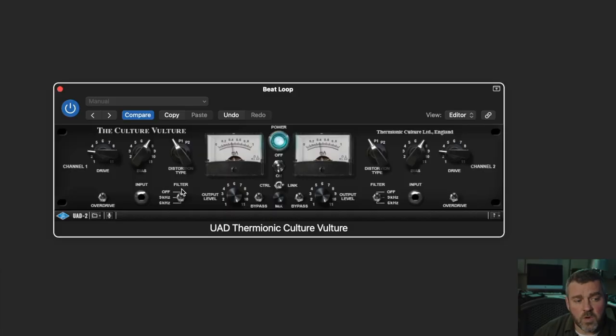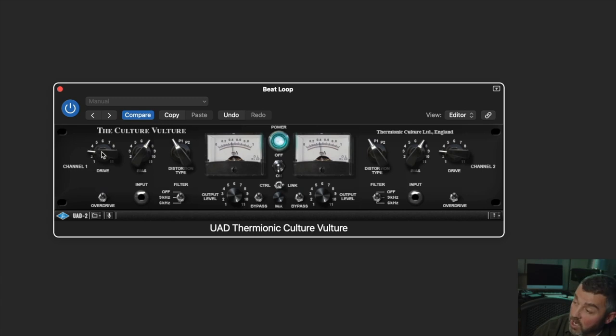be subtler, and we can use the Culture Vulture even to process entire buses, so in other words, a sort of two bus for all of our drums, or even the two bus of our mix. We could pass the entire mix through this processor just to warm it up a little bit. Now then, how will we go about doing that? Well, that's where these two other dials come into play.